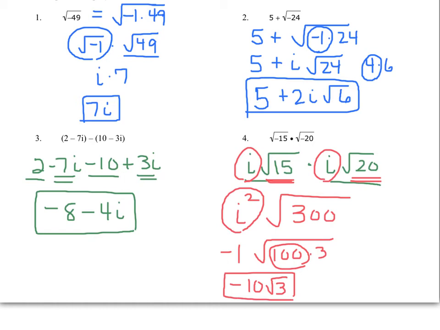If you had multiplied the radicals together to begin with and gotten a positive 300, you would not have this negative sign out in your answer.